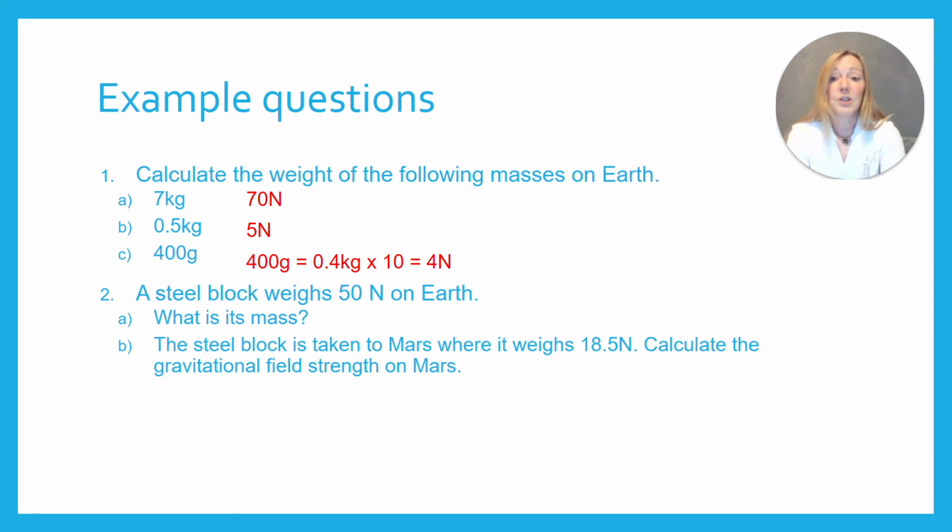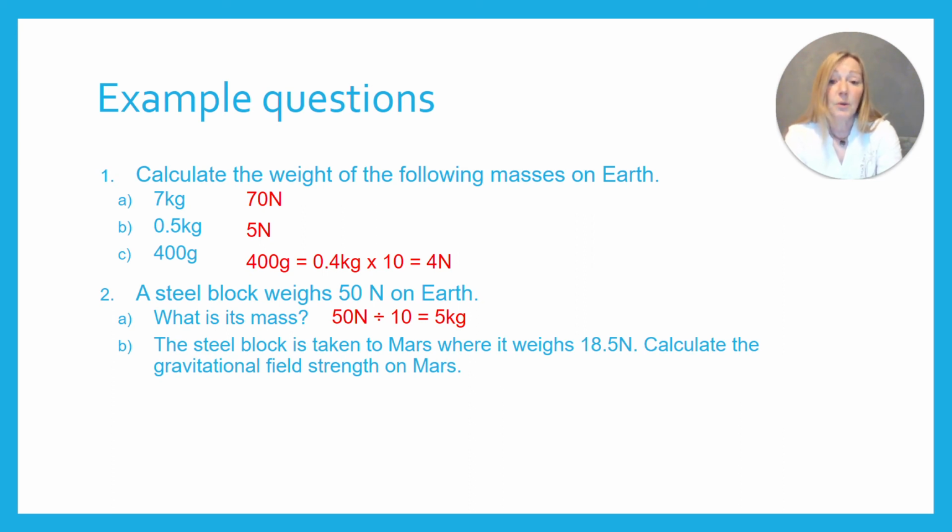Now the second question was to actually reverse the equation, to rearrange the equation. So if we've already been given the force, we know that the gravitational field strength is 10. So all we need to do is rearrange that equation, and that would give us force divided by gravity, which means the mass of the steel block would be 5 kilograms.